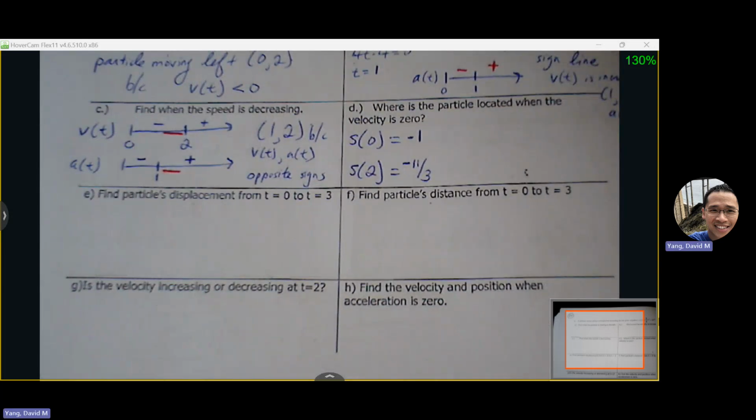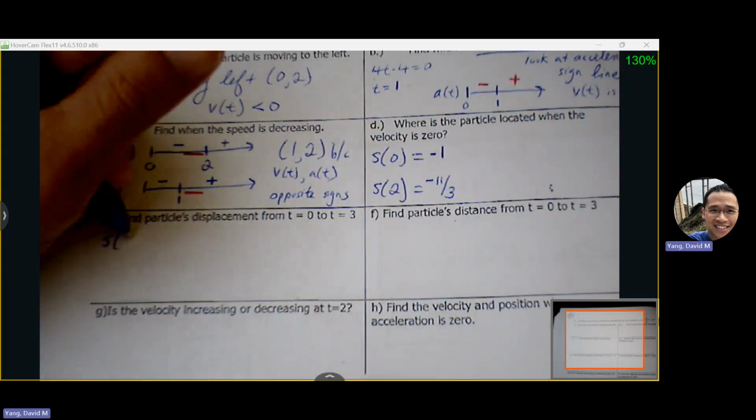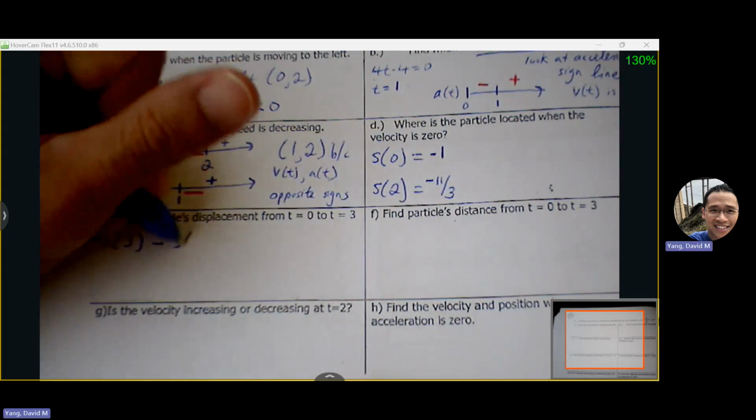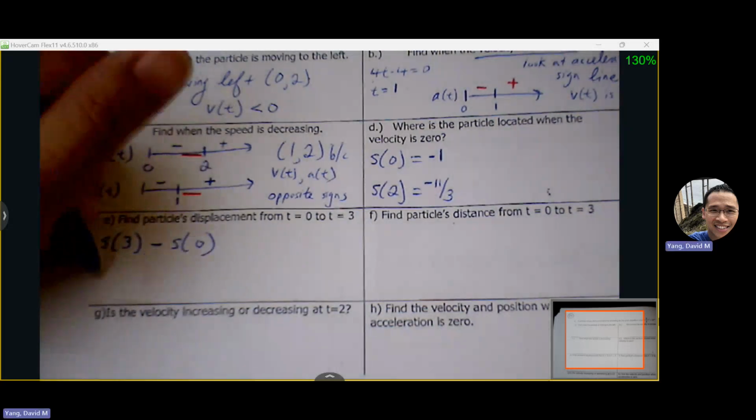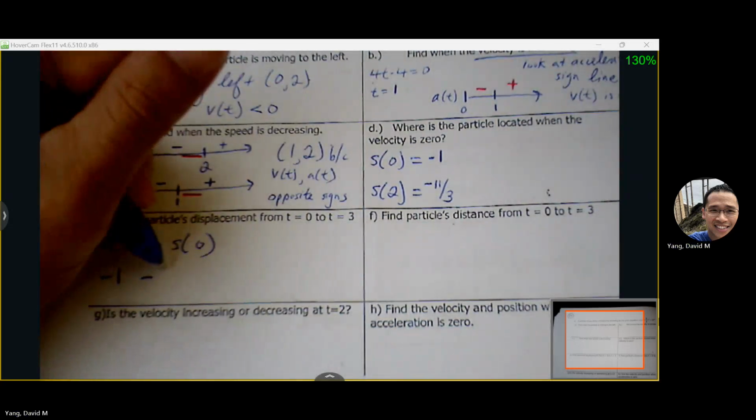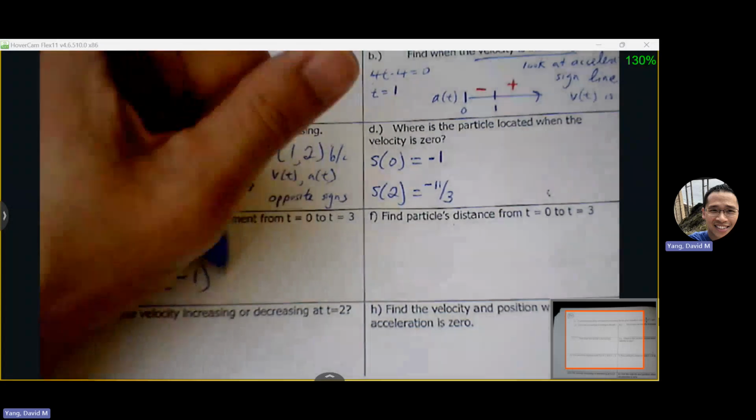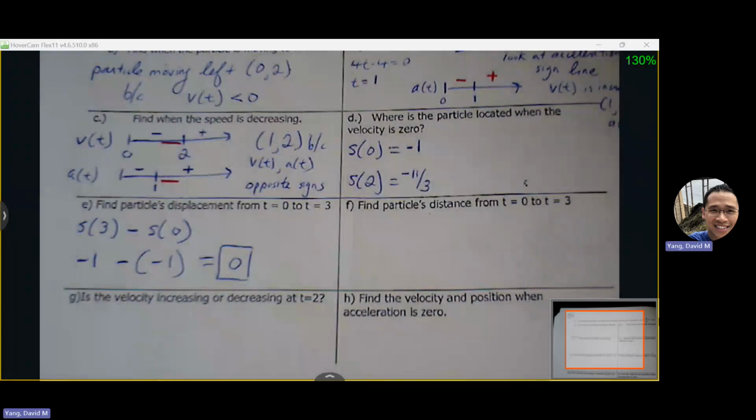Okay, displacement. Displacement is just final position minus initial position. So it's s sub 3 minus s sub 0. Yep. S sub 3 is -1. Plug into your position function. S sub 0 is also -1. So my displacement is 0. So that means between 0 and 3 seconds, he's going to be at the same location.